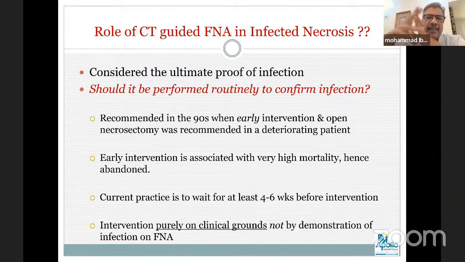The answer is, as you'd see in the 90s when we were students, in fact, this was almost a fashionable thing to talk about: CT-guided aspiration and microscopy to establish infection, and that becomes an indication for surgery. This is when early intervention of necrosectomy was recommended in a deteriorating patient.